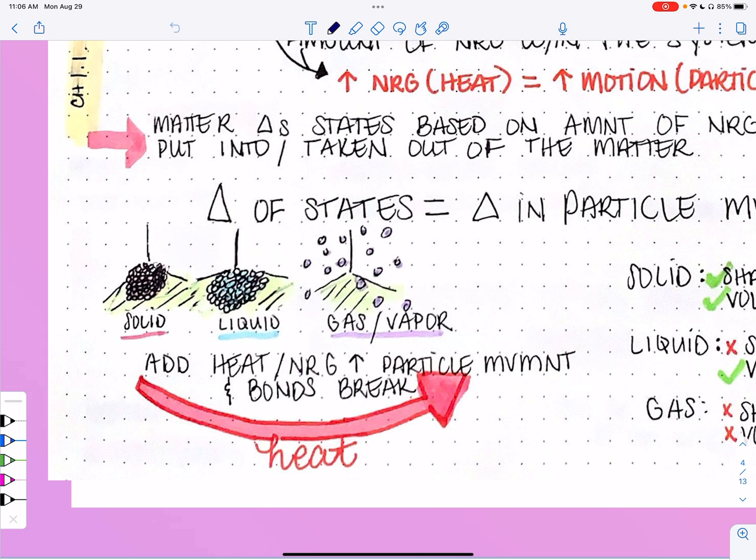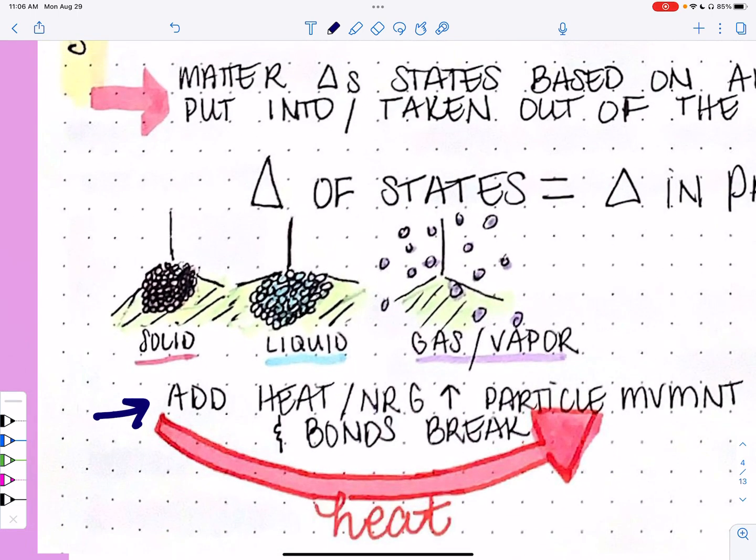Adding heat or adding energy to particle movements increases particle movement and it causes bonds to break. So like in liquid water, those hydrogen bonds, yes, they are weak bonds, but there's a lot of them, so they're constantly rejoining themselves. It does not take much energy to cause water to start to evaporate. I think it'll evaporate around like 68 degrees or 60 some degrees Fahrenheit.